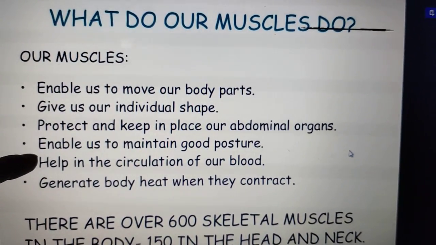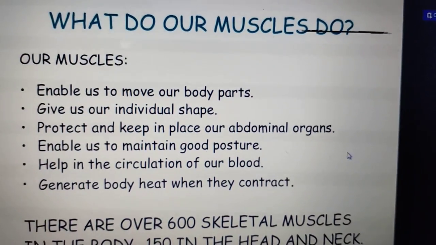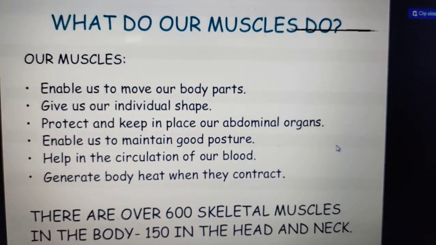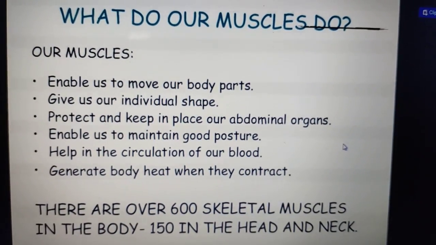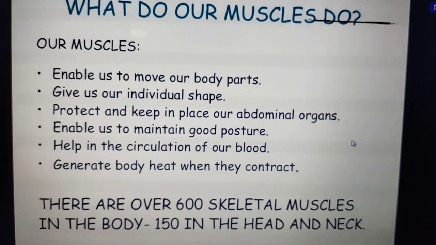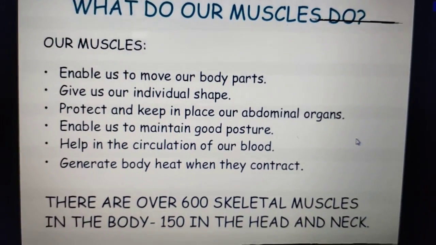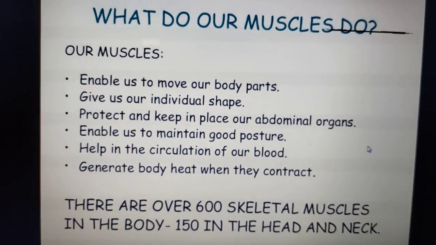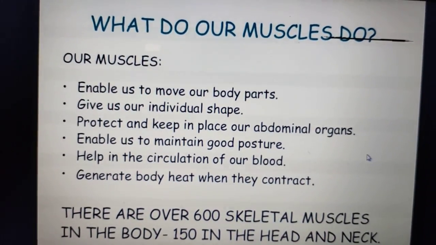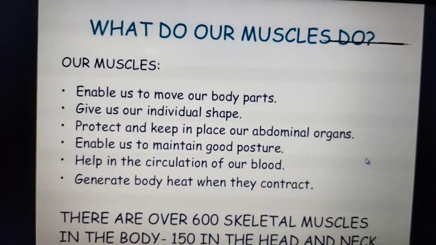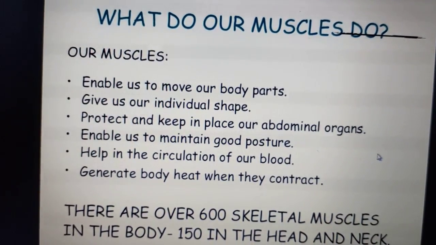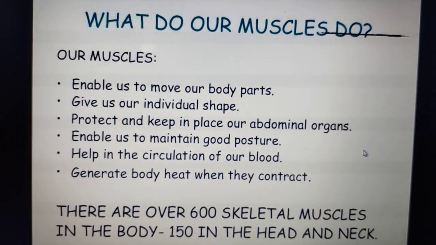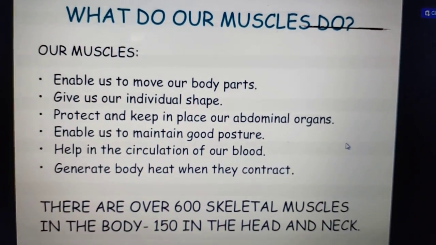Muscles also help in the circulation of our blood, and they generate body heat when they contract. So muscles are the red flesh, the tissue that gives posture to our body, gives protection to the internal organs, and produces heat whenever contraction happens. They also help in the circulation of the blood, and give shape. So these are some functions of the muscles, isn't it?